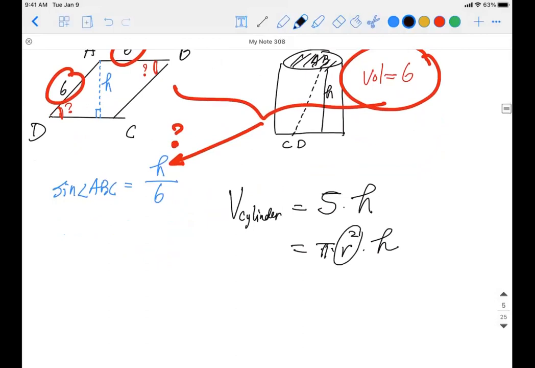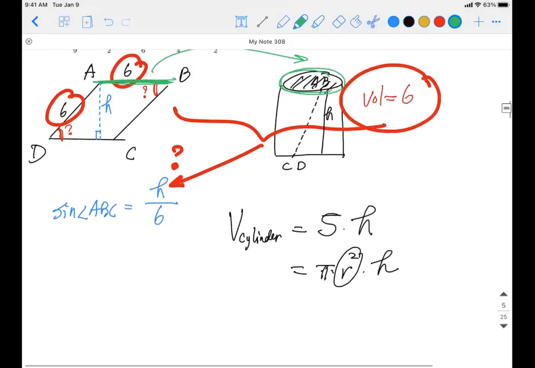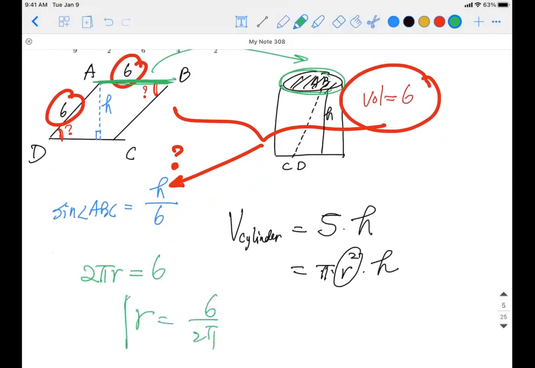Then what is R? How can we define R? R is not difficult because at the very beginning, this is going to be your one side. But now your one side has become what? A circle, right? So this one side actually becomes the perimeter, the circumference of this entire circle. So that means 2 pi r equals 6. So you will get a value for r, 6 over 2 pi, right? Easy peasy. Plug in the value.